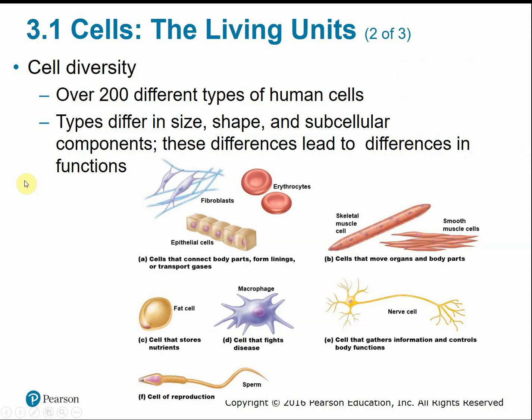There are over 200 different types of cells in the human body. So these cells differ in their size, their shape, and subcellular components. So all of these differences contribute to their differences in function.